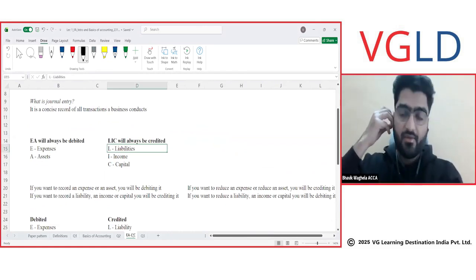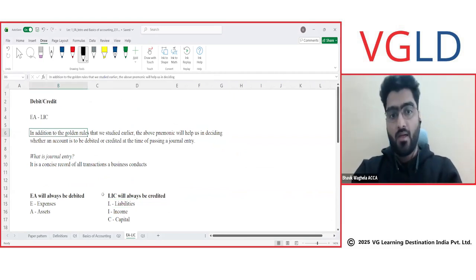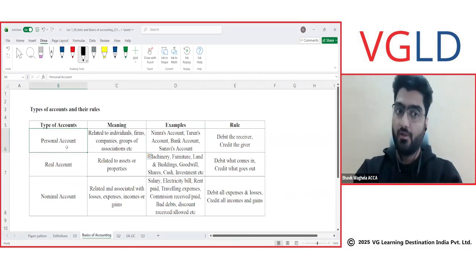Next, what we have is EALIC. Now, this is the mnemonic that I have designed. Now, if we go by this personal, real, and nominal, please try to understand. Firstly, I have entered into a business transaction. Now, I cannot write down the transactions in a statement form. It does not help me with the summary, something that we saw, right? So I want to prepare an account so that it tracks the financial activities pertaining to a particular head of item of income, expense, capital, asset, or liability, or the person.